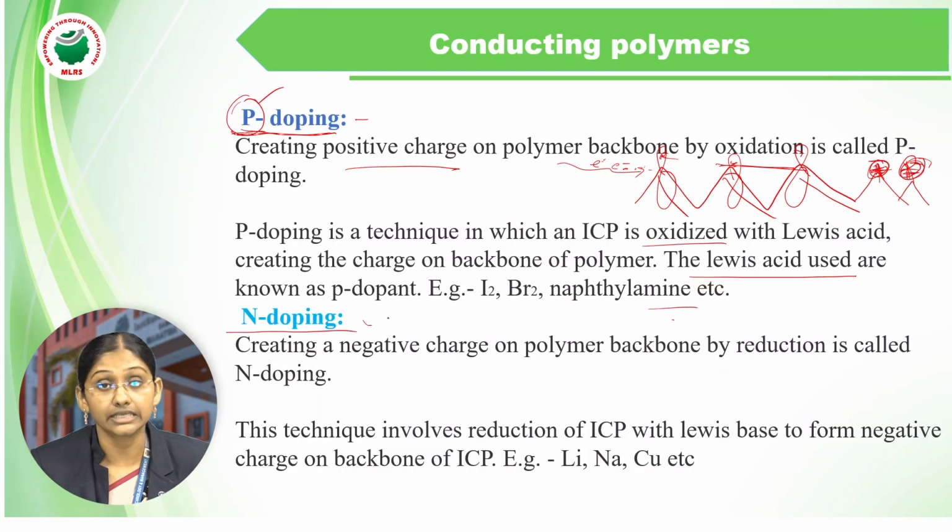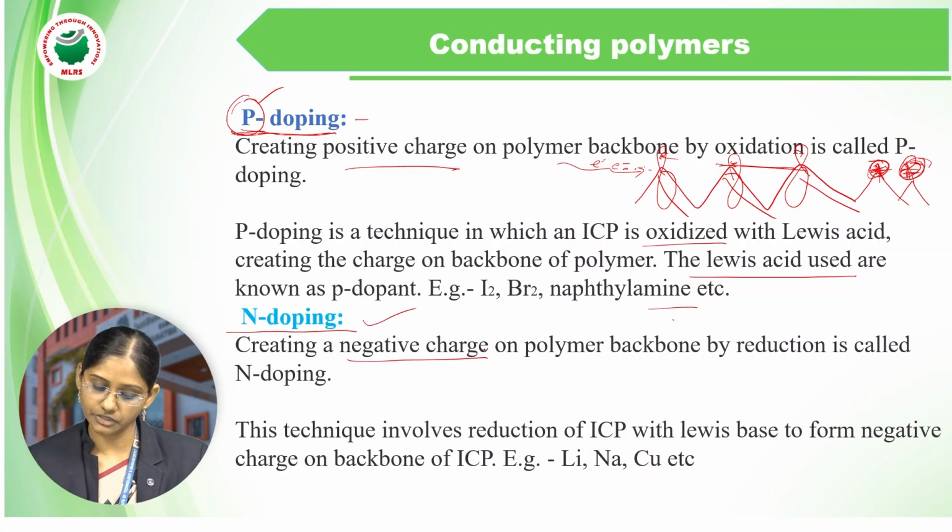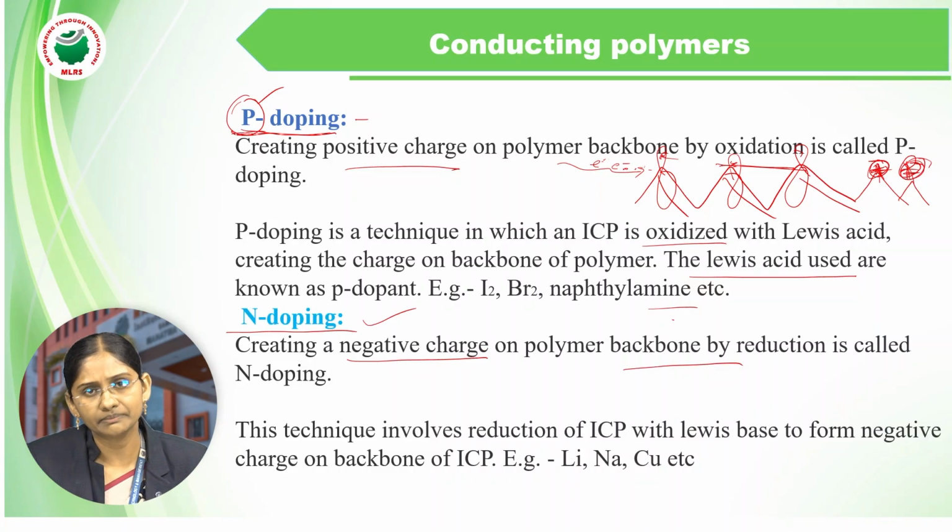Now the second one, we will see n-doping. What is meant by n-doping? We have to create a negative charge in the conducting polymeric chain, creating a negative charge on the polymeric backbone. How can we create a negative charge in the polymeric backbone? By reduction. How can we do the reduction? By adding a Lewis base.